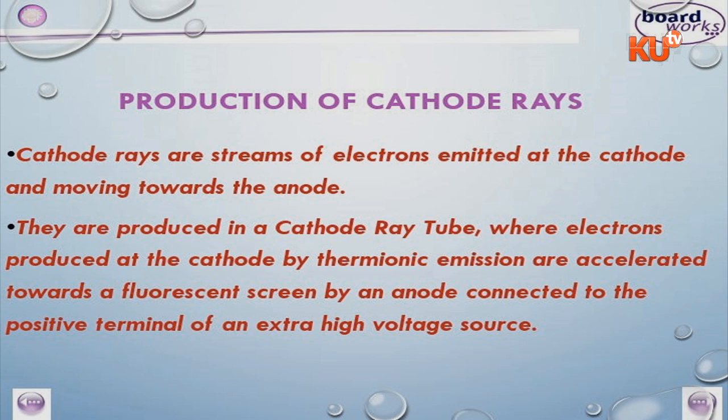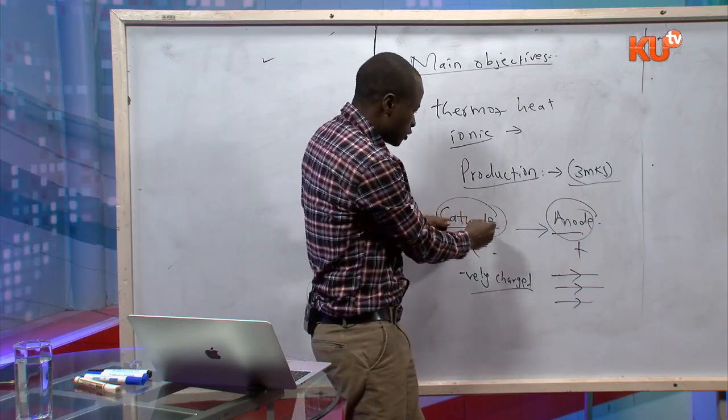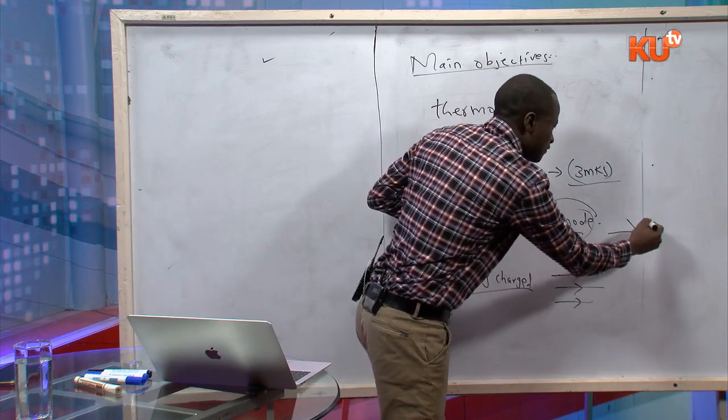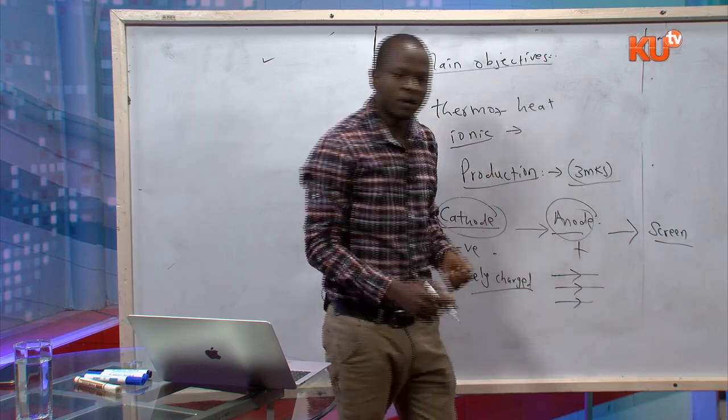What happens? Electrons produced at the cathode by the thermionic emission are accelerated towards what? A fluorescent screen. So the work of the anode is simply to attract the electrons produced at the cathode. And we are saying they are moving towards a fluorescent screen. There is a screen this side. What is the screen for?